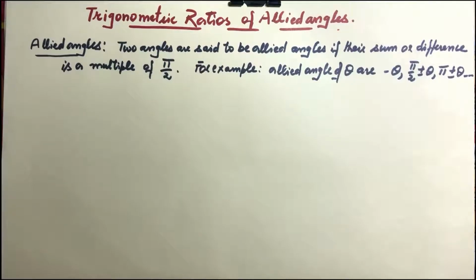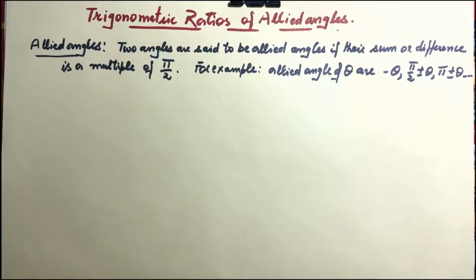In this lecture we will discuss trigonometric ratios of aligned angles. So first of all, what are aligned angles? Two angles are said to be aligned angles if their sum or difference is a multiple of pi by 2. For example, aligned angles of theta are minus theta, pi by 2 plus or minus theta, and pi plus or minus theta. Similarly, we have other aligned angles.